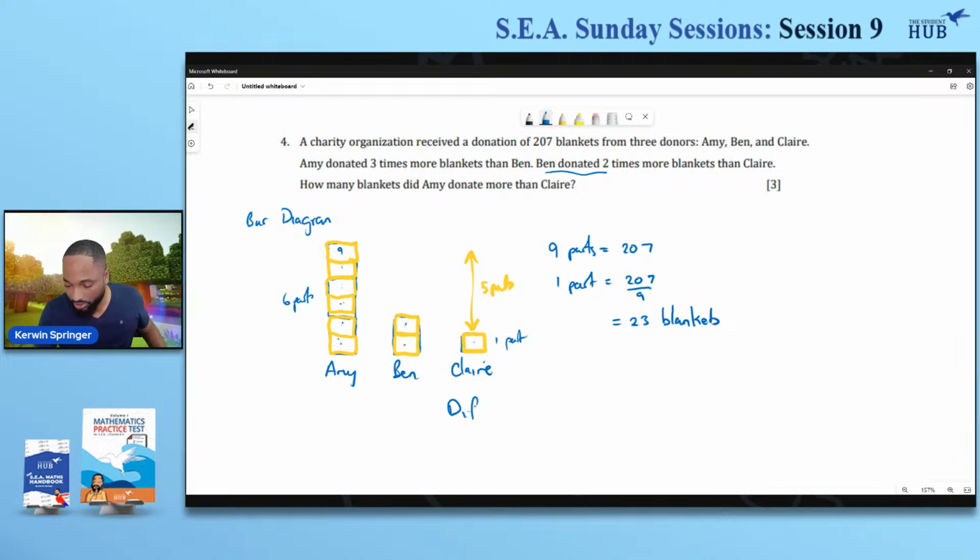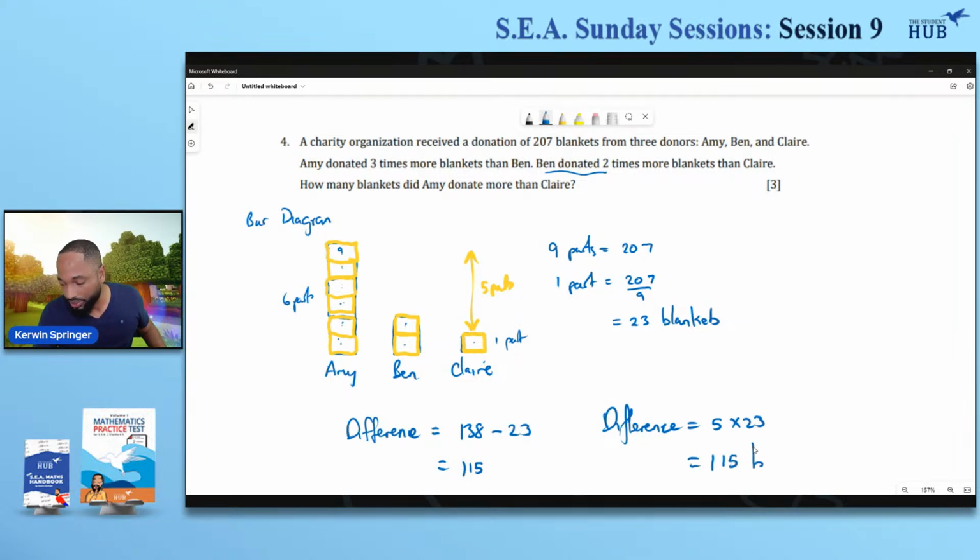So how much is the difference? So the difference, 2 ways you could work it out. Work out how much Amy gets. Those of y'all who did that, you would see it's 138 minus 23. So this is 115. Because 6 times 23 is 138. And 1 times 23 is 23. Or you could say the difference is equal to the 5 parts times 23, which also works out to be 115 blankets.